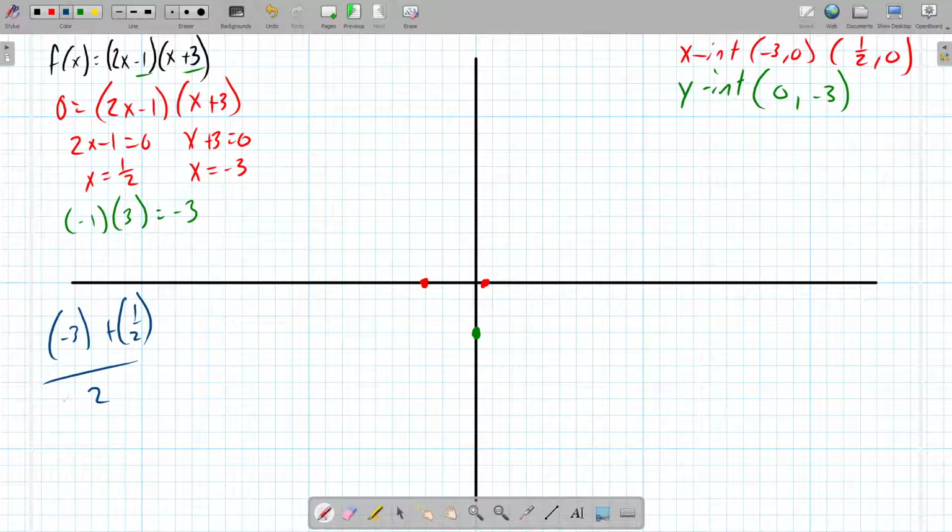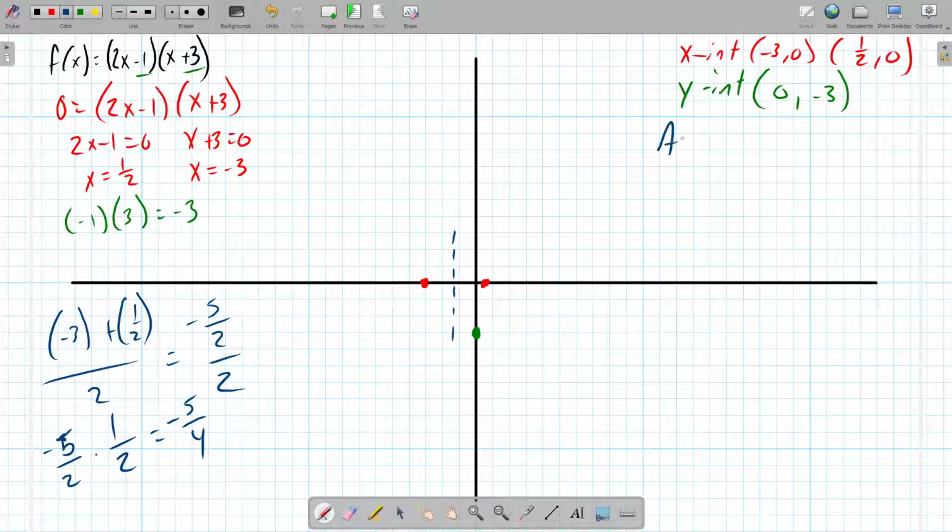So -3 plus 1/2 is going to give us -5/2 over 2, and again, taking a fraction and dividing by 2 is the same thing as taking a fraction and multiplying by 1/2. So this gives us -5/4, which is a little bit more than -1. So I have my axis of symmetry at x equals -5/4. And to find the y value of the vertex, we just need to plug that value into the equation.